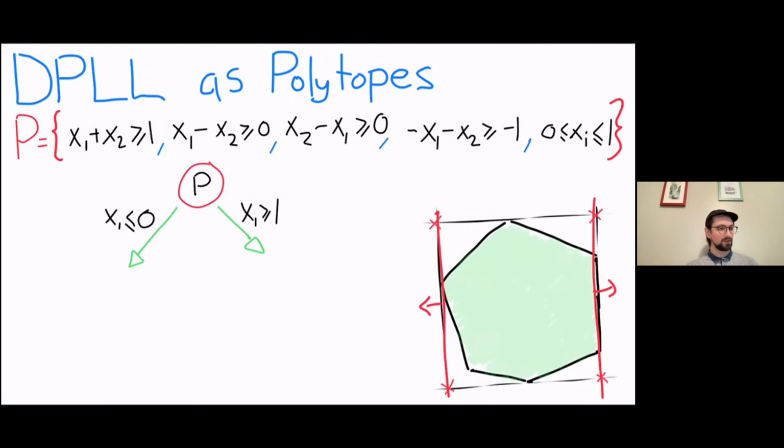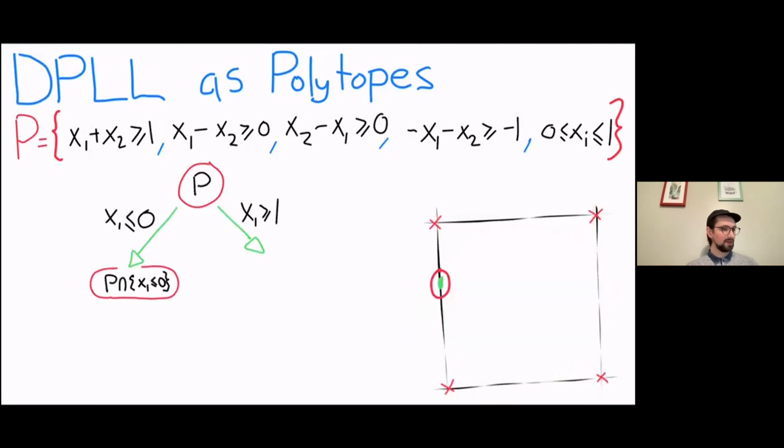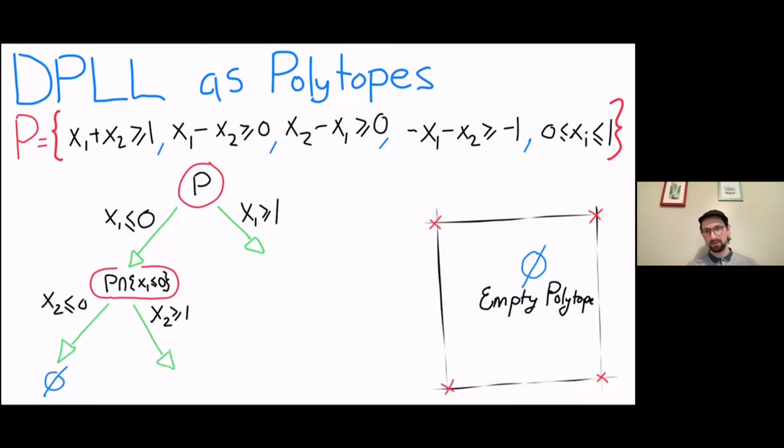So if we go down to the left branch, this corresponds to restricting to the polytope P intersected with the inequality x1 is less than or equal to 0. And now we just have this tiny little dot on the corner of the polytope, and we can branch on x2, and this removes it, and we derive the empty polytope. So there are no points in this polytope, so clearly no integer points.